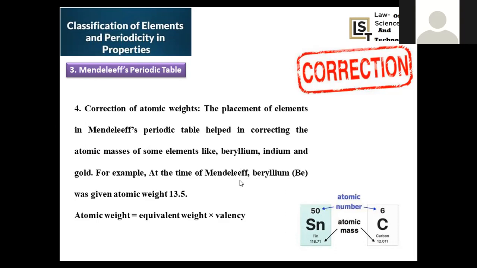For example, at the time of Mendeleeff, beryllium was given an atomic weight of 13.5. Atomic weight is calculated by taking the formula equivalent weight into valency. In a general periodic table, atomic number and atomic mass are indicated like this. Atomic weight is nothing but atomic mass only. Always the superscript denotes the atomic number, and the subscript denotes the atomic mass of that particular element. In order to calculate the atomic weight, Mendeleeff gave the formula that equivalent weight is multiplied with the valency.